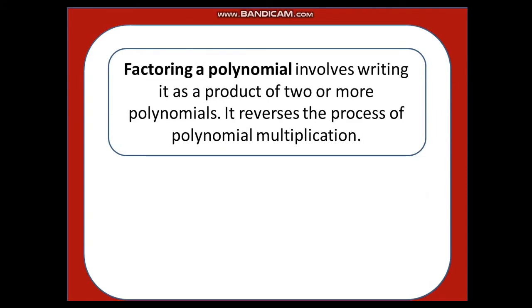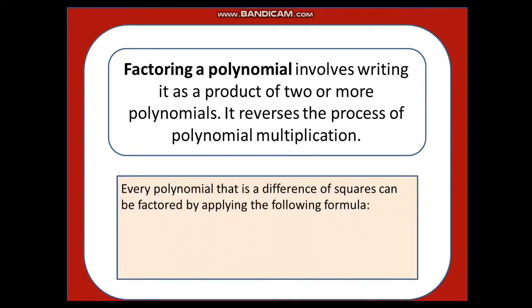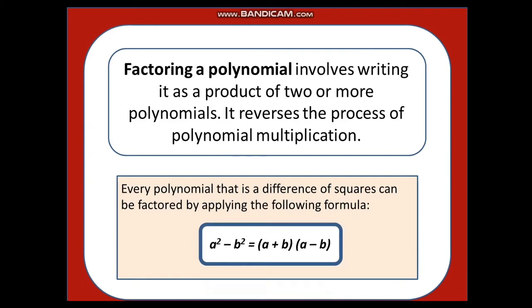Factoring a polynomial involves writing it as a product of two or more polynomials. It reverses the process of polynomial multiplication. Every polynomial that is a difference of squares can be factored by applying the following formula. a squared minus b squared is equal to the quantity a plus b multiplied by the quantity a minus b. So take note, class, that this formula is very important, and this is the heart of our lesson for today, so that we can factor the difference of two squares easily.